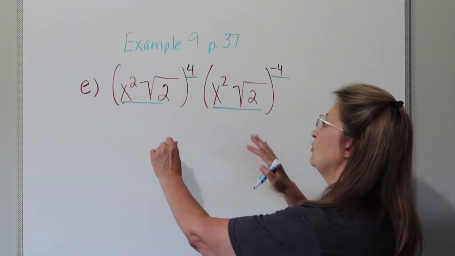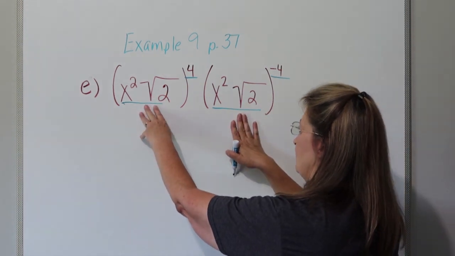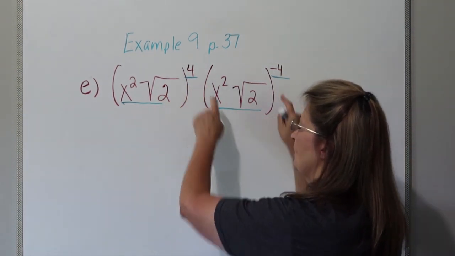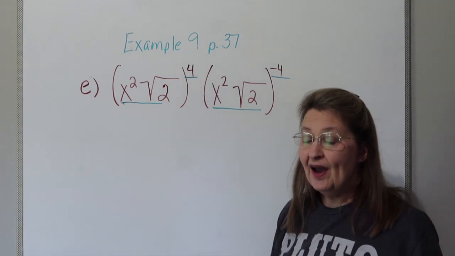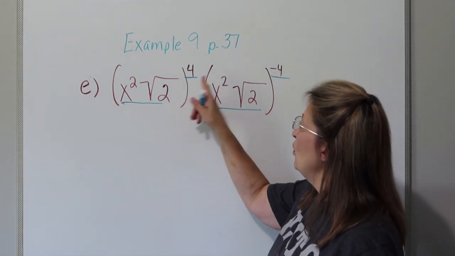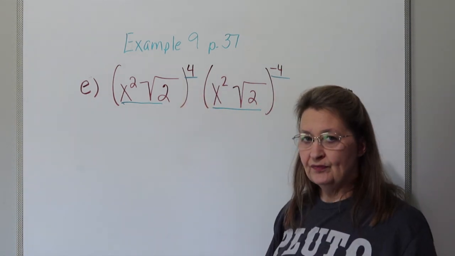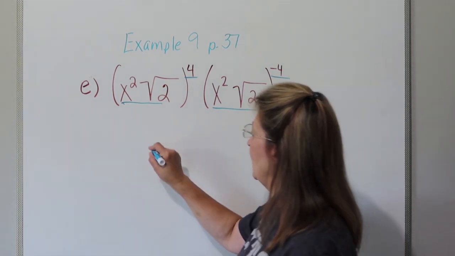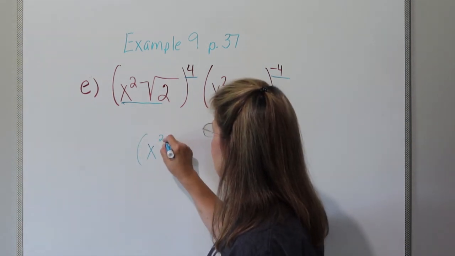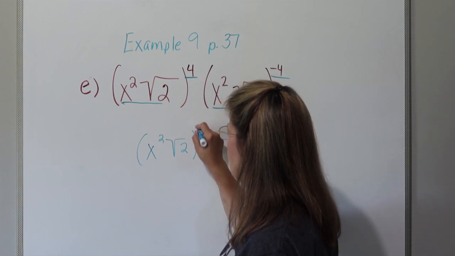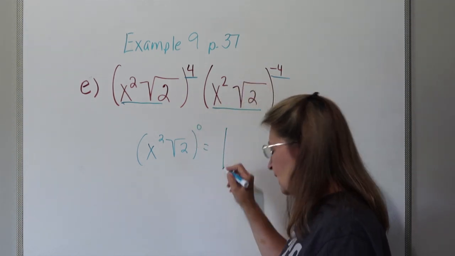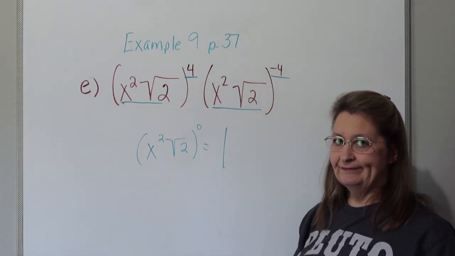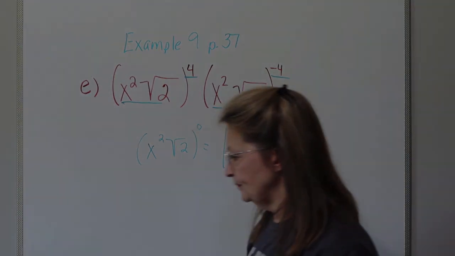So when you multiply two bases together, what do you do for the exponents? You add. What is 4 plus negative 4? 0. And what is x squared times square root of 2 to the 0 power? A big 1. See how easy that was?